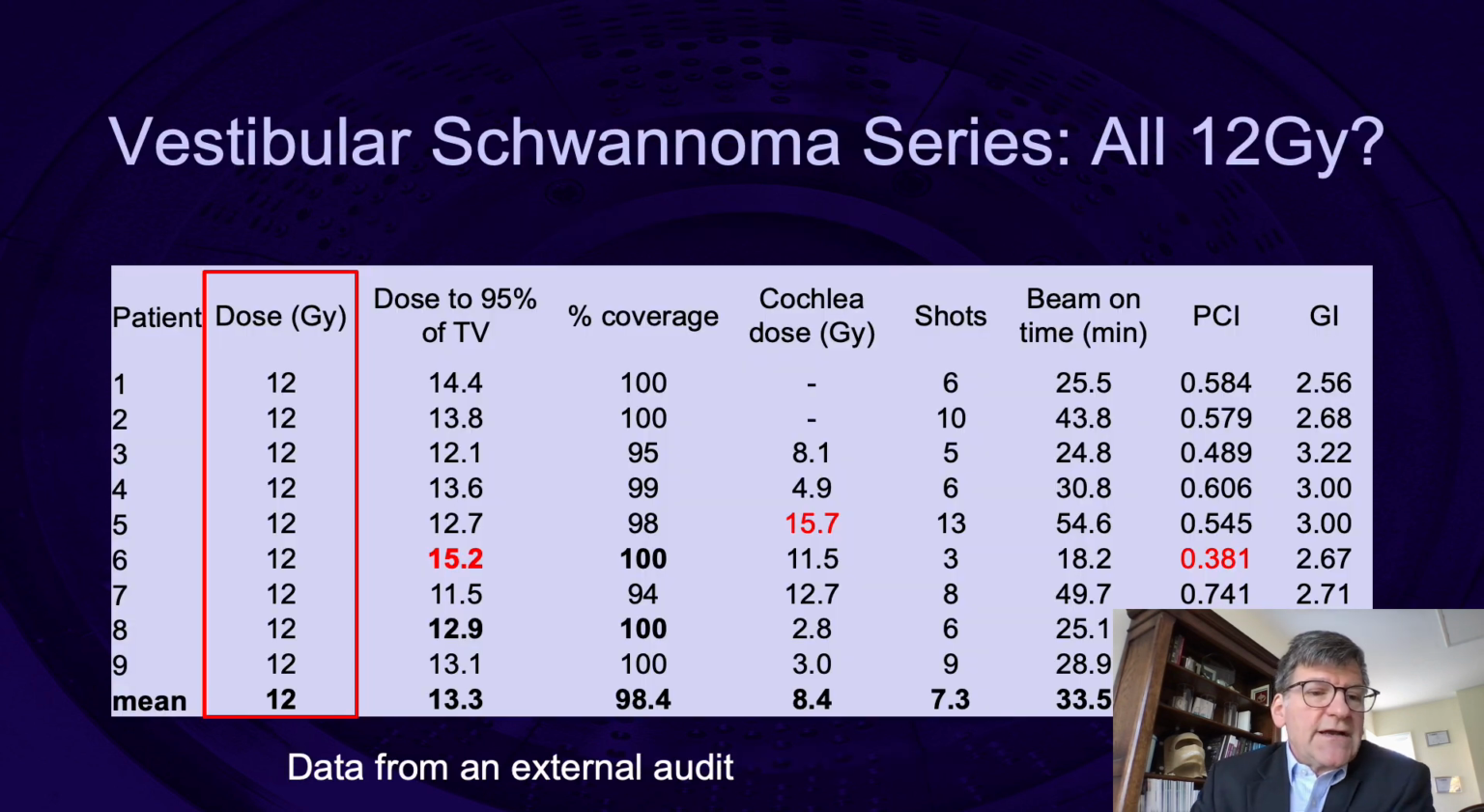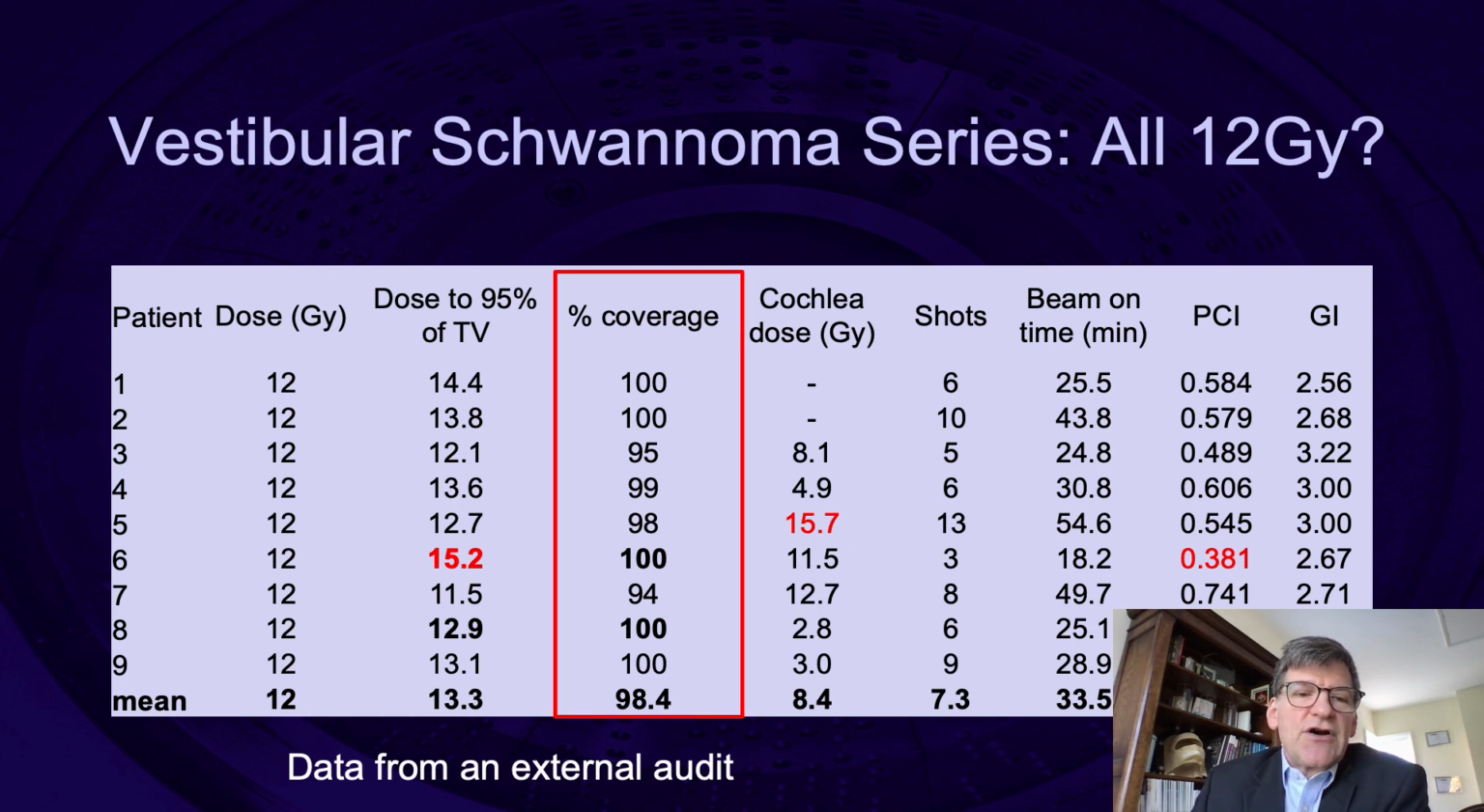Here's a series of 9 vestibular schwannomas that I saw in a department that I audited quite a while ago. All of these were reported as receiving 12 gray. But if we look at the percentage coverage of the targets, they're all quite different. They vary between 94% coverage and 100% coverage.